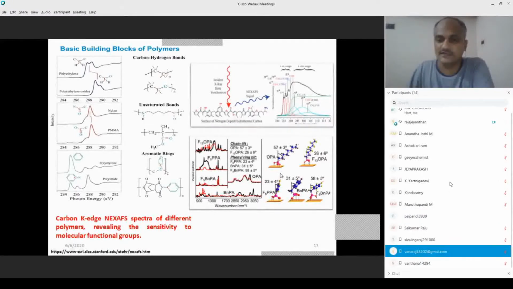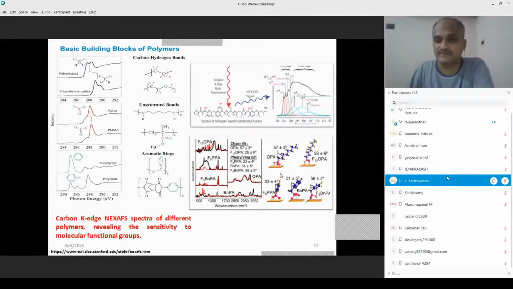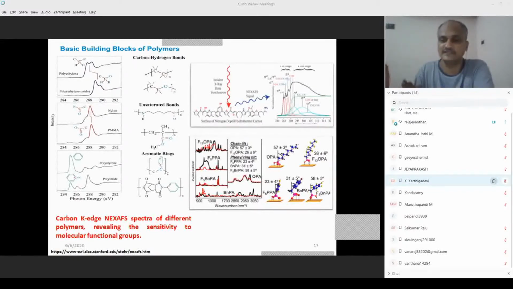In addition to that, if you look at self-assembled layers, for example, where some molecules get adsorbed on a metal surface, we can tell how the molecules are oriented on the metal surface. That means what the angle of tilt is. See here, the angle of tilt is 57 degrees with respect to this molecule, OPA, and it is 26 degrees with respect to another molecule. Like that, we can tell how the self-assembled monolayer is oriented and how it is positioned on the surface of the material. Okay, all this information we can get through NEXAFS spectroscopy.